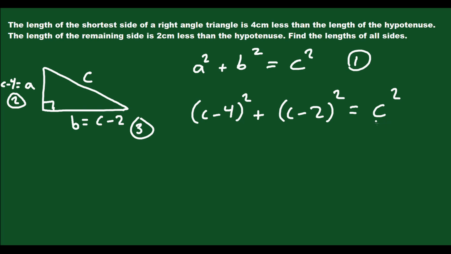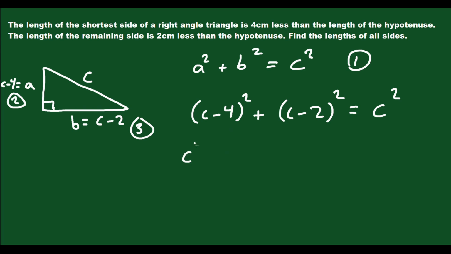And the way you're going to want to do that is by expanding these brackets and collecting like terms. So (C minus 4) squared, that's going to end up being, if you want to show (C minus 4) times (C minus 4) and then FOIL, you can do that. Or if you're familiar with how to multiply out binomials that are squared, you can just do the following.